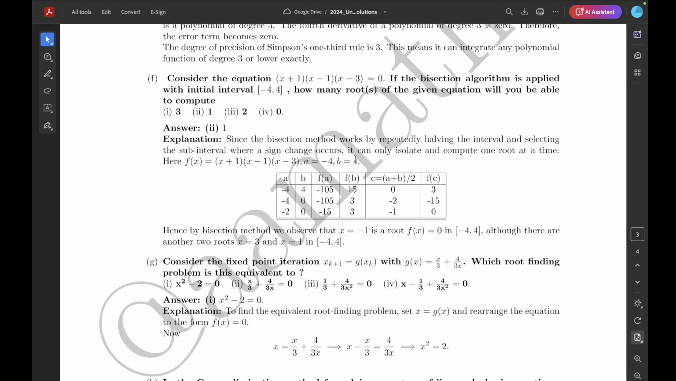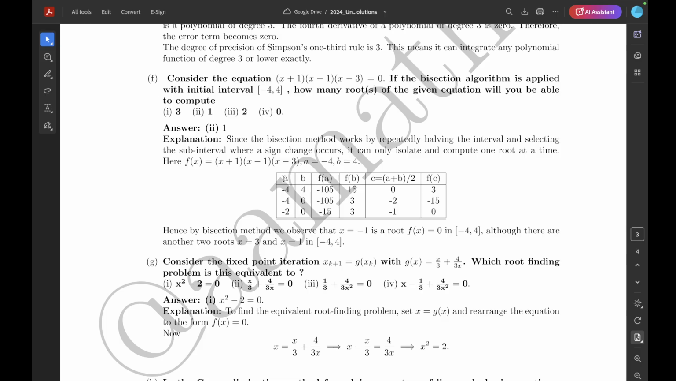But the bisection method works by repeatedly halving the interval and selecting the subinterval where a sign change occurs. It can only isolate and compute one root at a time. Now, for this, you can choose f(x) equal to this cubic polynomial, and a equal to minus 4, b equal to 4.